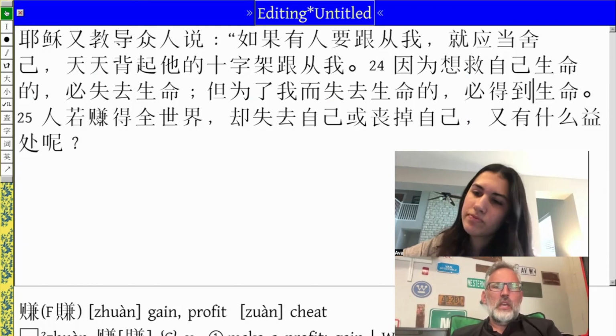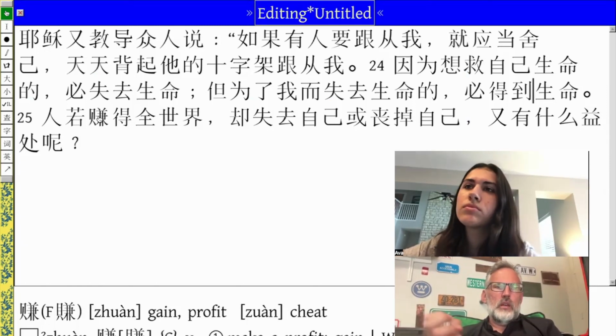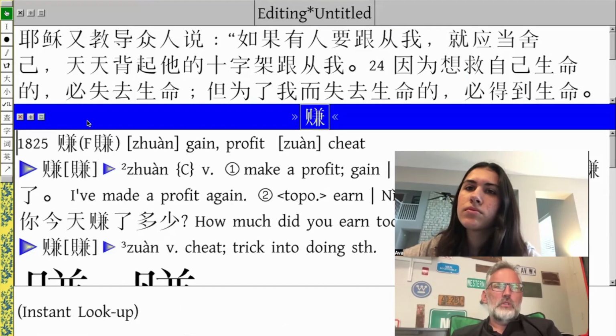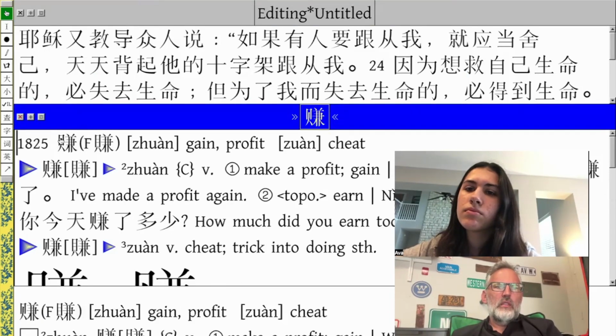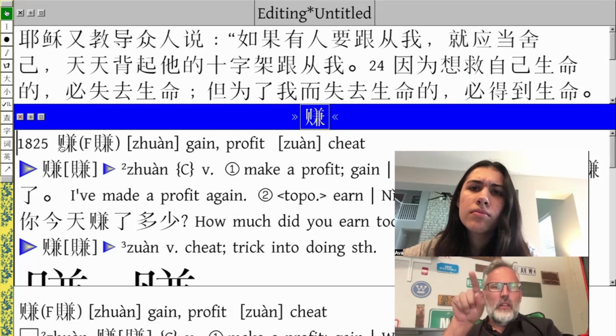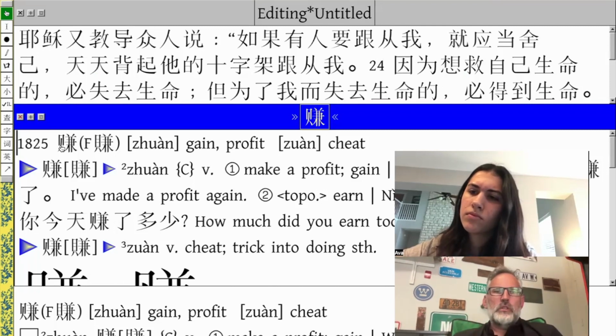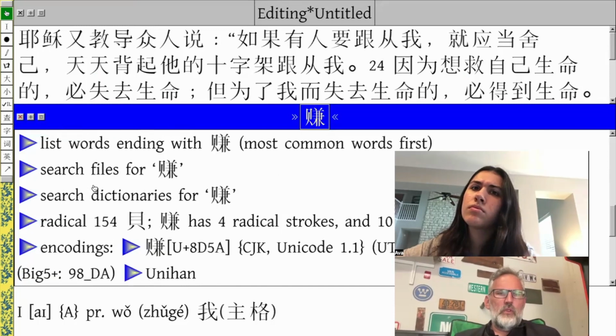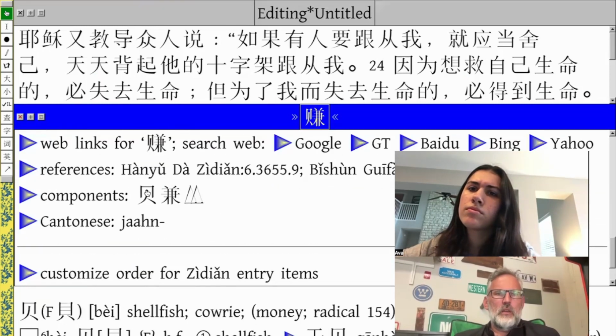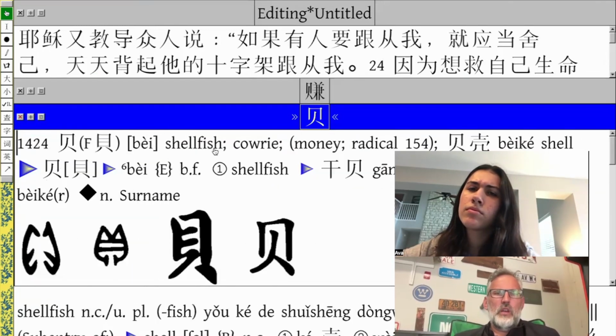赚 is like to gain or profit, like 赚钱 or 挣钱. 赚, that's probably going to be close to 2018-25. This little thing over here on the left, can you see the little pointer where I'm pointing here? Yeah. So that's a little shell, 贝, and that shell often is used in money words. So if you come down and see it, 贝, shellfish.